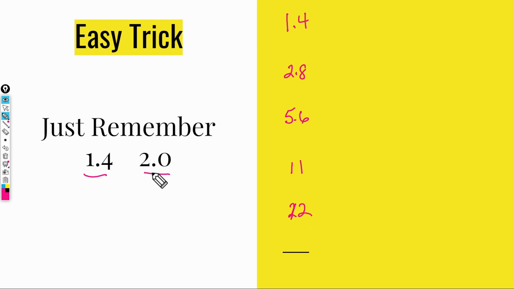And then we take 2.0, we put that here, we double that, we get 4. We double that, we get 8. We double that, we get 16. And now I've built out the entire aperture scale. So it's just an easy way to remember or build it out.